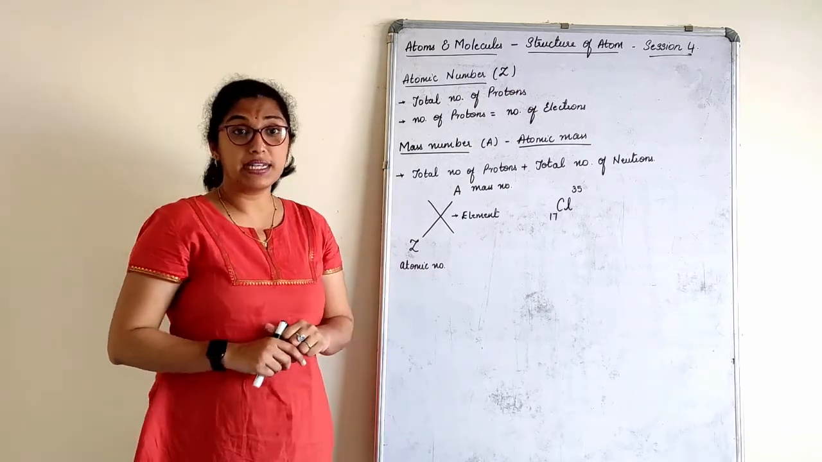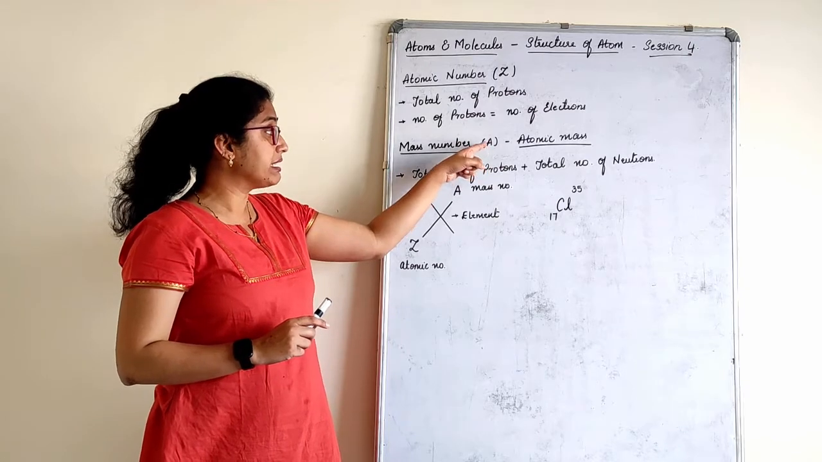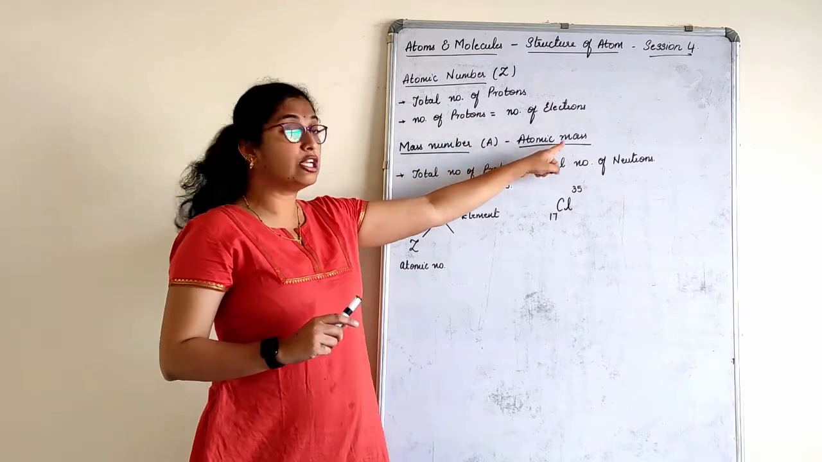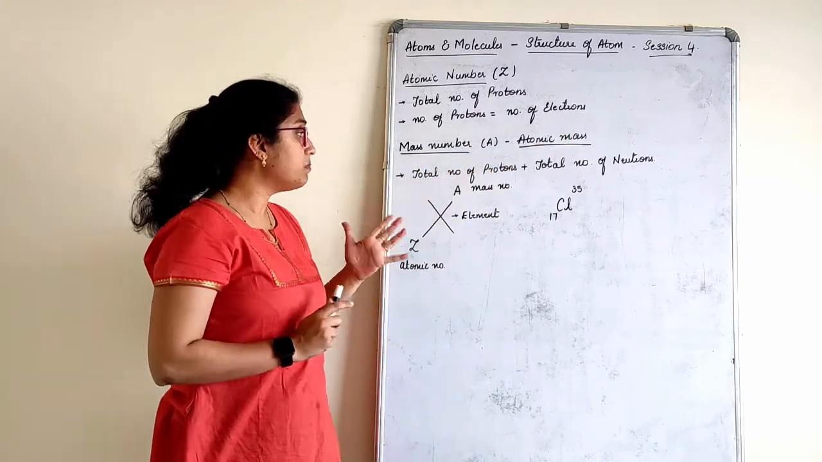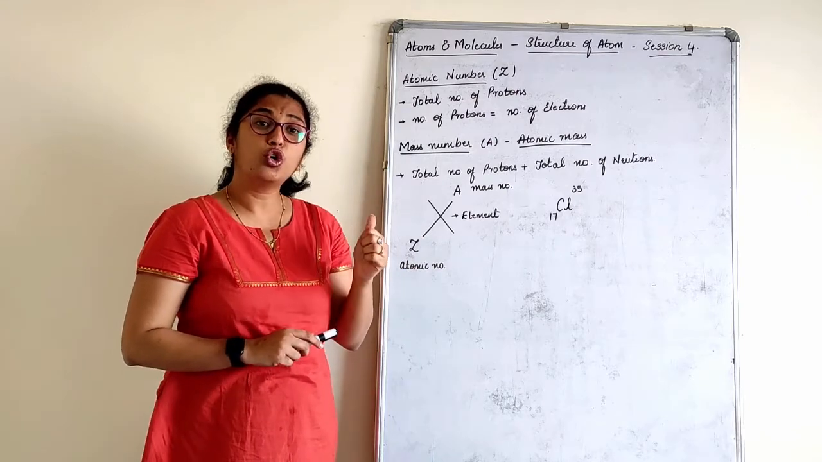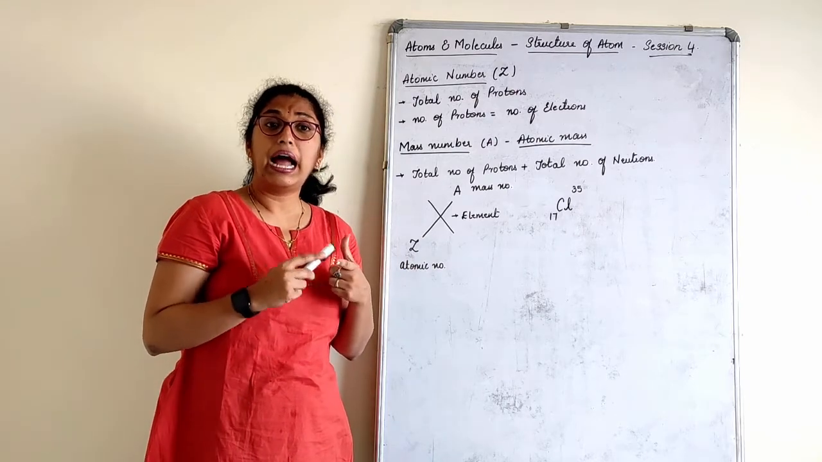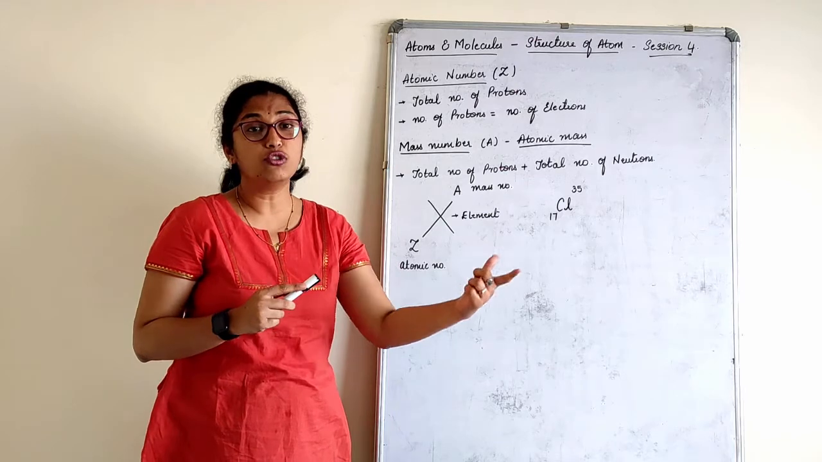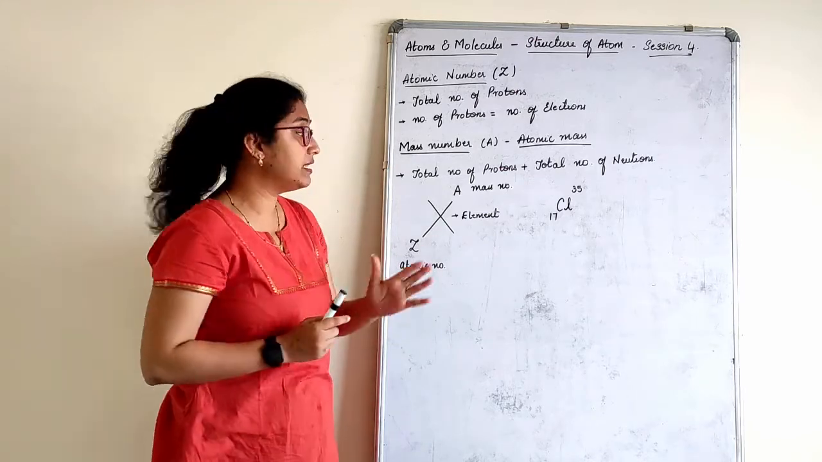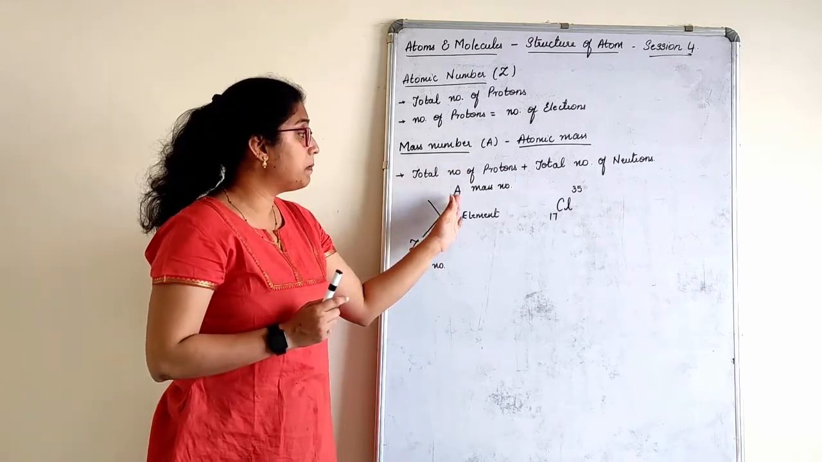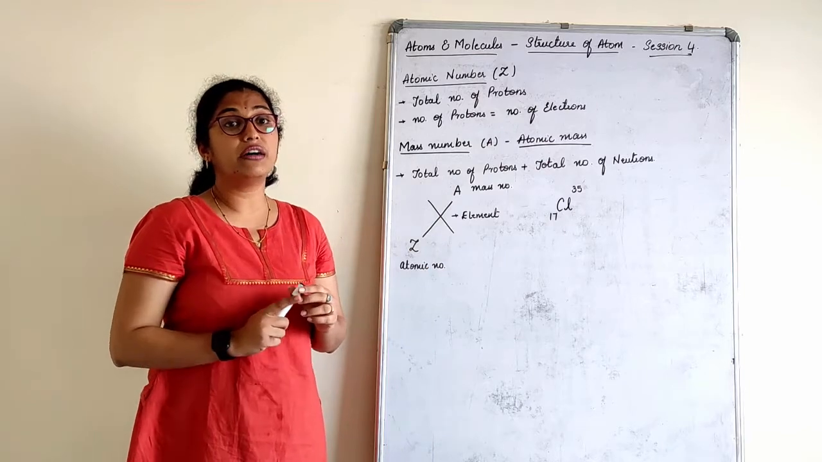Now what is mass number? It is denoted by the letter A, also called atomic mass. Mass number is nothing but the total number of protons and the total number of neutrons present in the given atom. This denotes the mass number of an element.